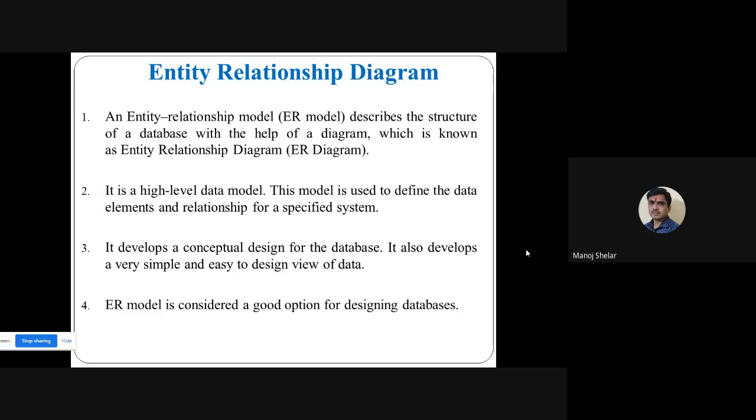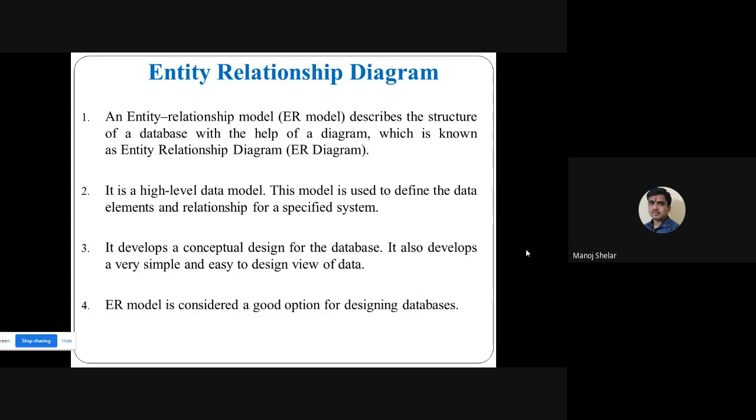Suppose in any database project or any system, consider a banking system. In a banking system, a customer is available, an account is available, and then a branch. So account is an entity, and customer is an entity. Similarly, in a college management system, student is one entity, staff is one entity, then account, then placement, so a number of entities are available.